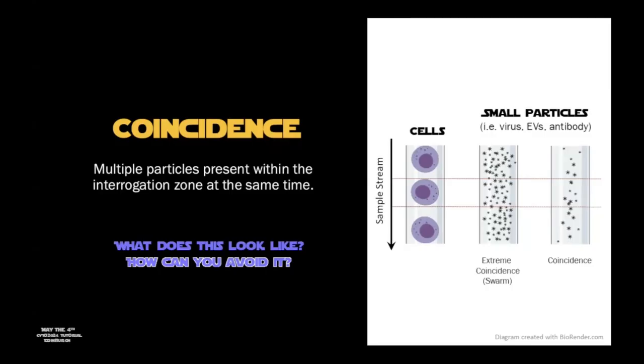So what exactly does swarm look like in your data? We've seen in this diagram theoretically what it should look like. And how can you avoid it? Most importantly, what does it look like and how do you avoid it? So Josh is going to go through some of this data from our paper using the recombinant EVs.